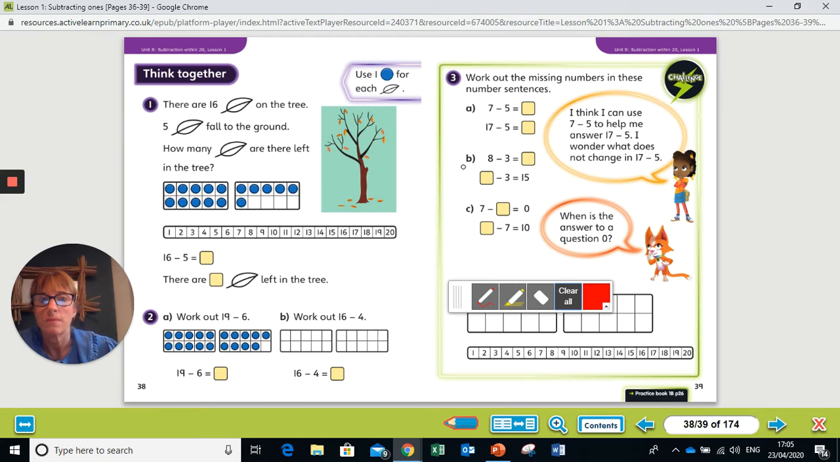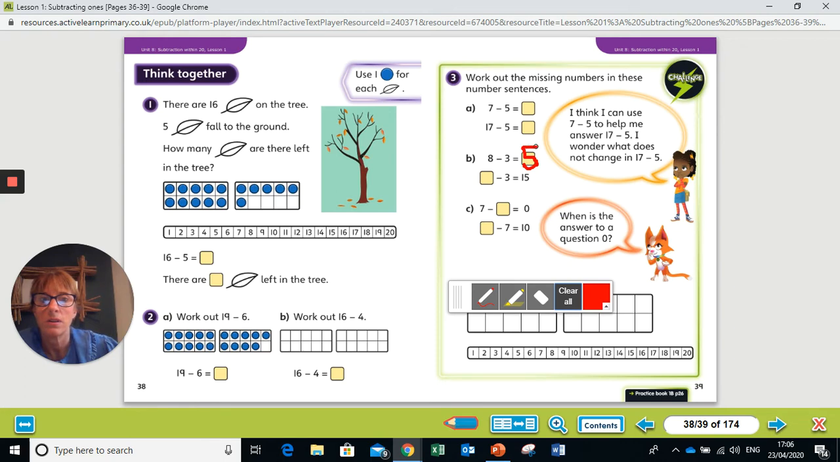Let's look at this question. 8 take away 3. We've got 8 and we take 3 away. Who can shout the answer out for me? What's 8 take away 3? Brilliant, I heard that. 5.